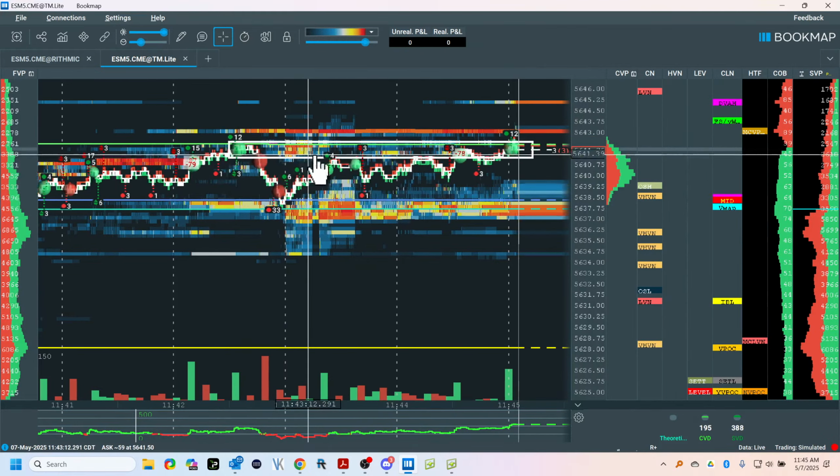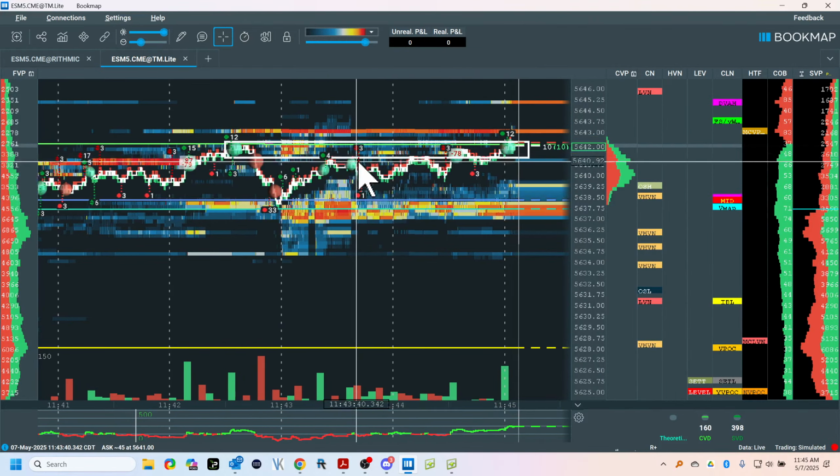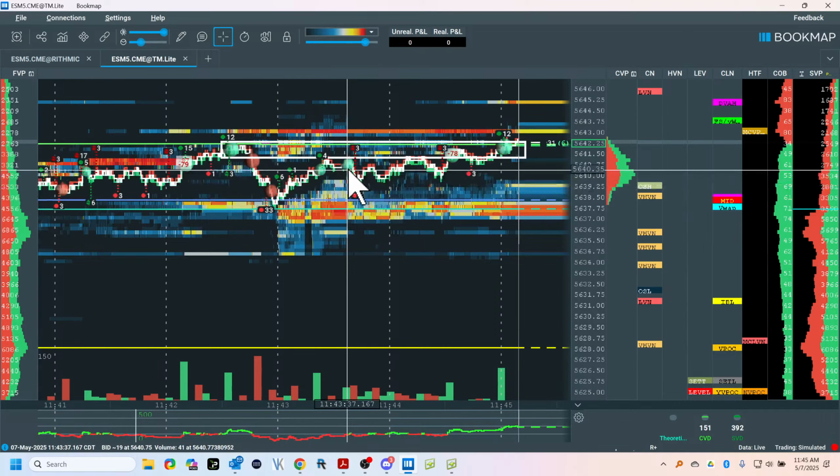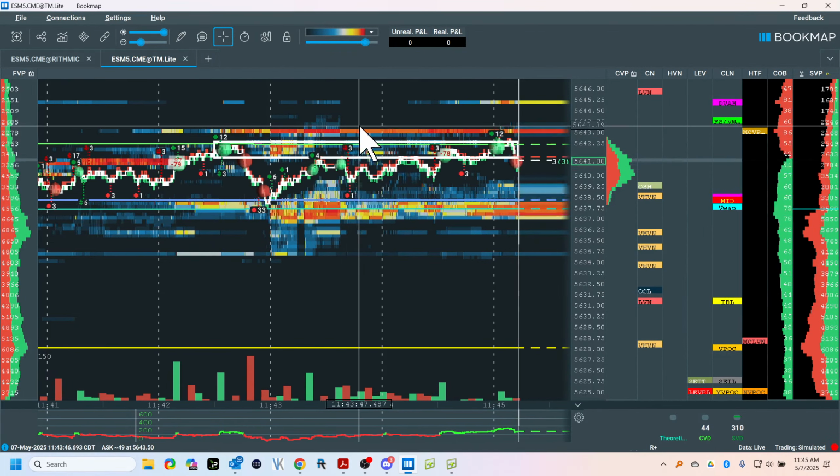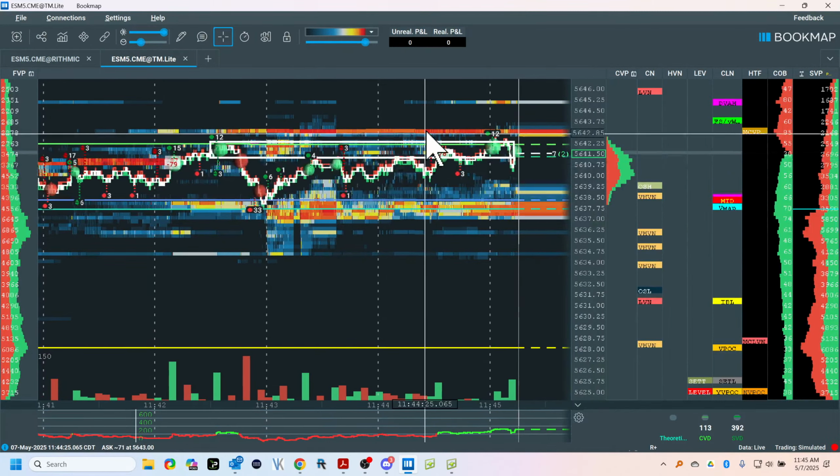So the way this trigger would work is, and this is not a trade, I have to really say that to you. Your short would be here. Your stop would be there. And it's not a trade. It's a trigger.